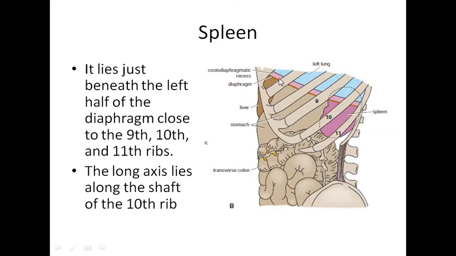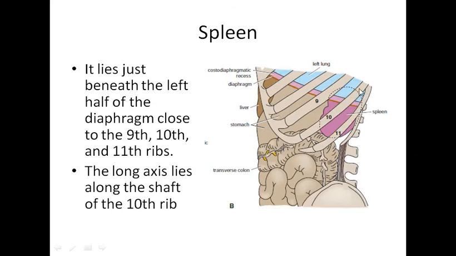ये diaphragm है, उसके left dome के नीचे posteriorly we can find spleen close to the 9th, 10th and 11th rib. ठीक है? This is how it lies beneath the 9th, 10th and 11th rib, and when we see the long axis of the spleen, it is lying along the shaft of 10th rib.